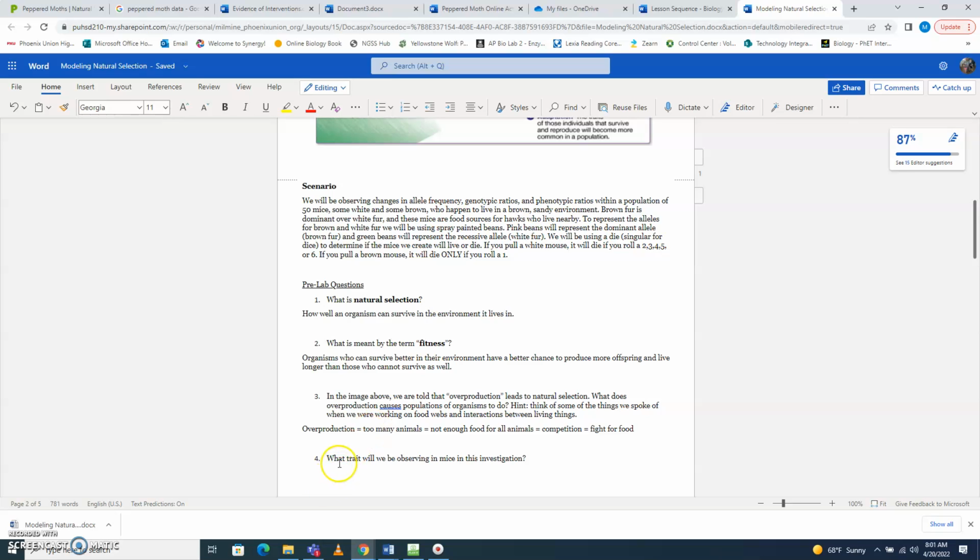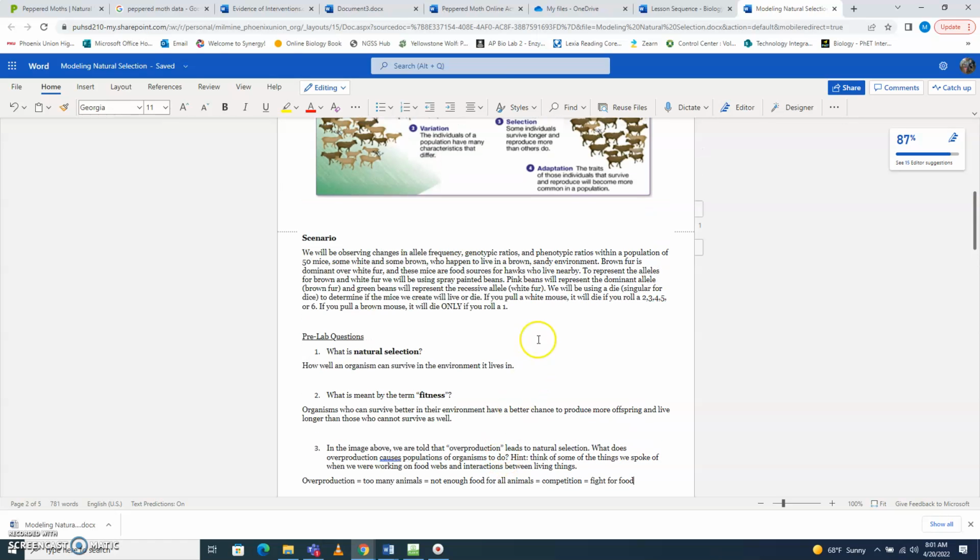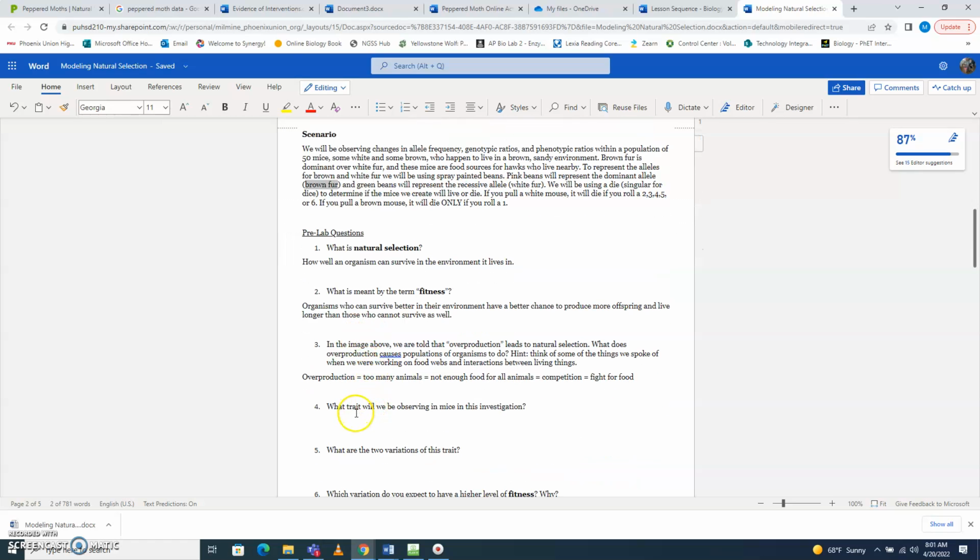Number 4, what trait will we be observing in mice in this investigation? Well, we see that we're looking at white fur and we're looking at brown fur. White and brown are not traits. White and brown are variations. What we're going to be looking at is the color of the fur.